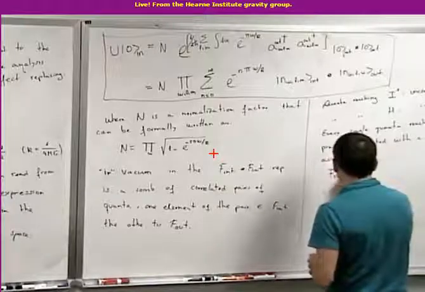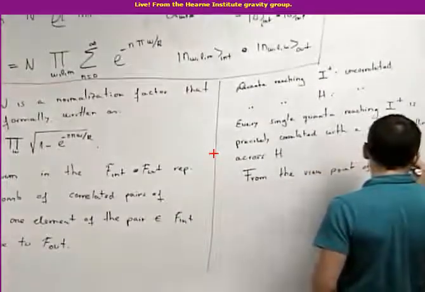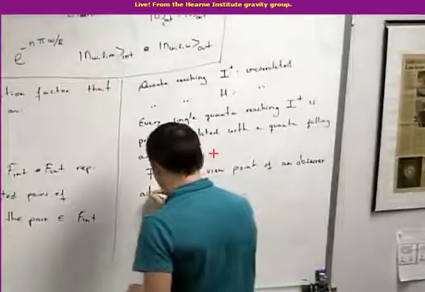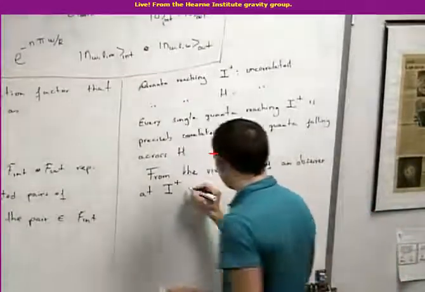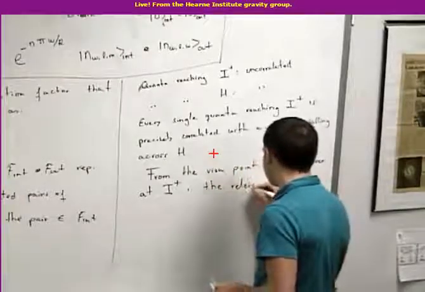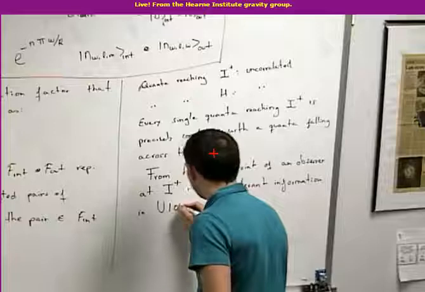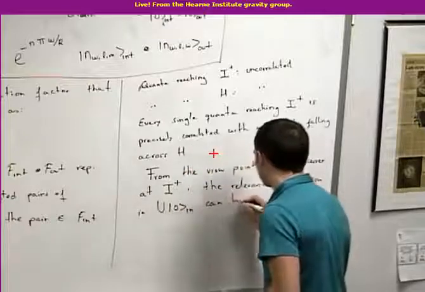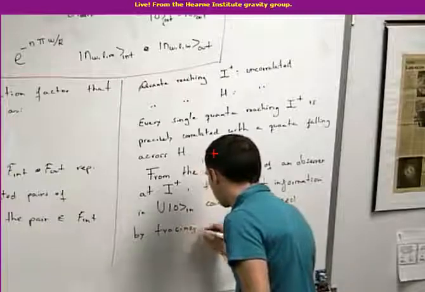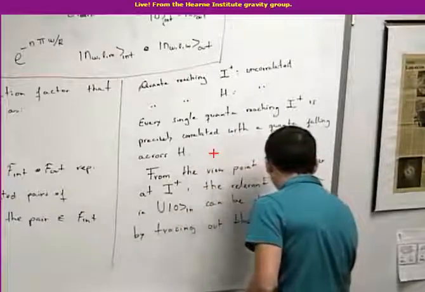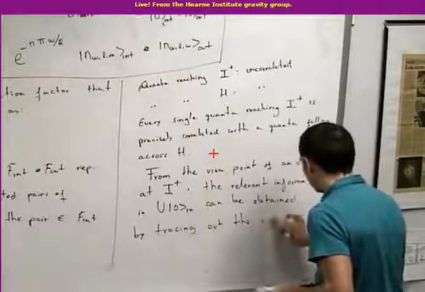Now, from the viewpoint of an observer at Scri plus, the relevant information in the in state can be obtained by tracing out the in degrees of freedom, the degrees of freedom associated with in modes.